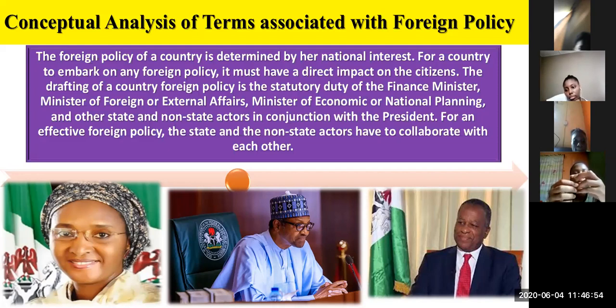But I want you to know that one of the major national interests in this country now is security. Is there security in the country? No. And how do we ensure the security of life and property? That is why I said Nigeria needs to relate with neighboring countries like Chad, Niger, Cameroon, in order to fight Boko Haram, in order to prevent the influence of these Fulani herdsmen that are killing people everywhere.